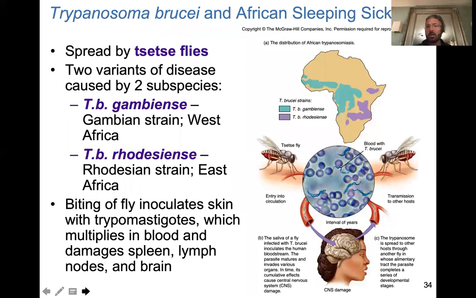All right, so let's talk a little bit about African sleeping sickness. Now this is different because African sleeping sickness got its name because people were sleeping. But the problem is they're sleeping at night, but they're also sleeping during the day because of all the neurological damage that's happening in the brain. So it's spread by tsetse flies.